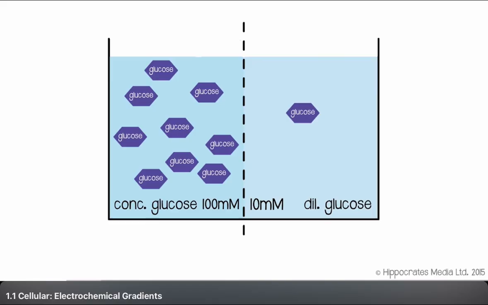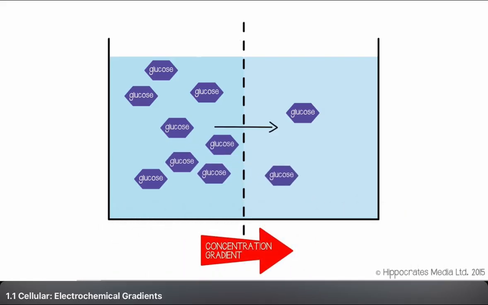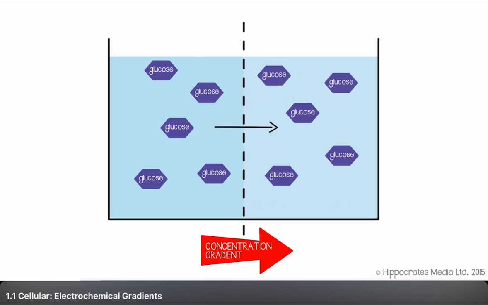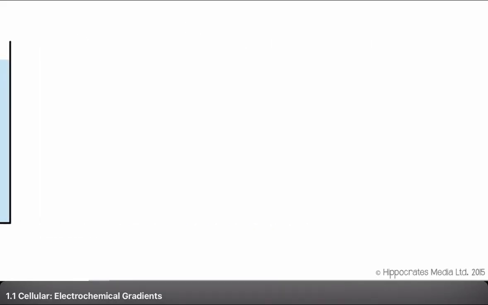Now, clearly, there's a concentration gradient for glucose, which is going from left to right. And so glucose is going to tend to want to cross the membrane into the right-hand compartment, which has the dilute solution. Now this will carry on until eventually the concentration of glucose on both sides of the membrane is exactly equal. It's the same.